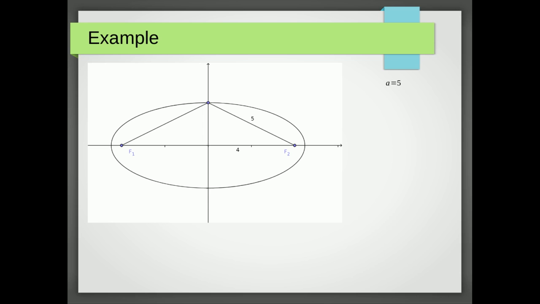Now F2 was at the point 4, 0, so we know the bottom side of that triangle is 4. Now using Pythagoras' theorem, we can say that b squared plus 16 is 25. So that means b squared equals 9 and b equals 3. Now we know A and B, we can put them into our equation of an ellipse.